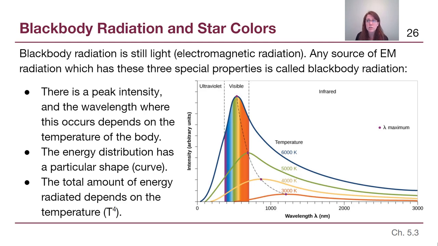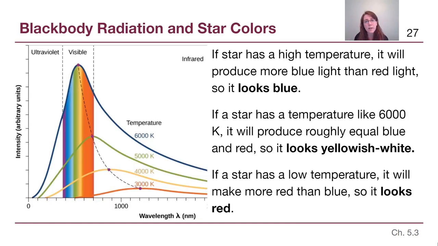If an object is twice as hot, then it will produce 16 times as much energy. So that's something that, although we won't do calculations with it, we do want to recognize that the temperature of stars is really going to change how we view those stars. And on that note, if a star has a really high temperature, it will produce more blue light than red light. So it will look overall blue.